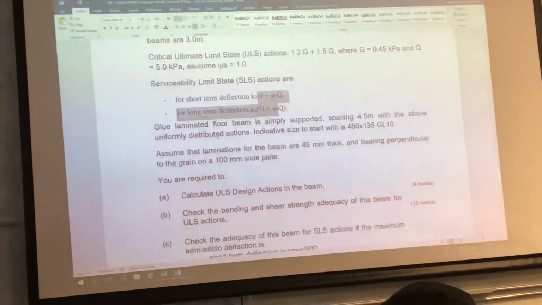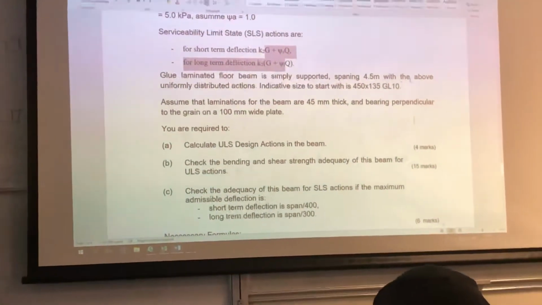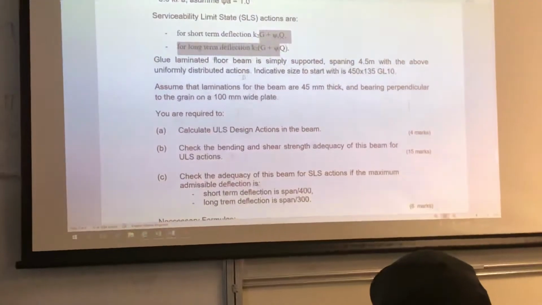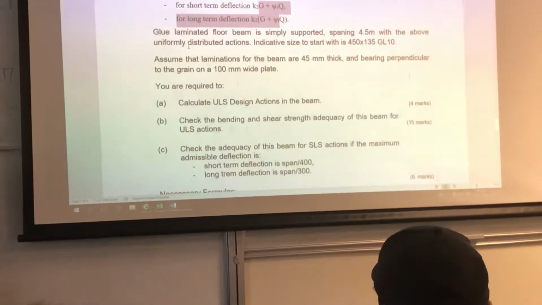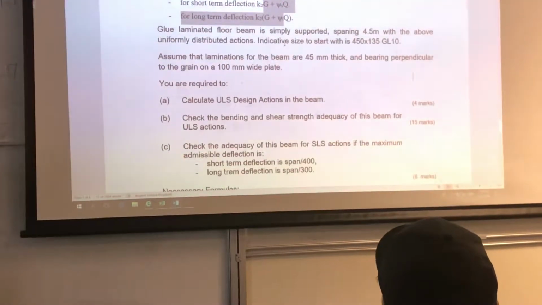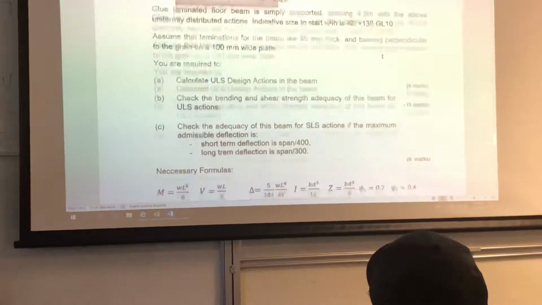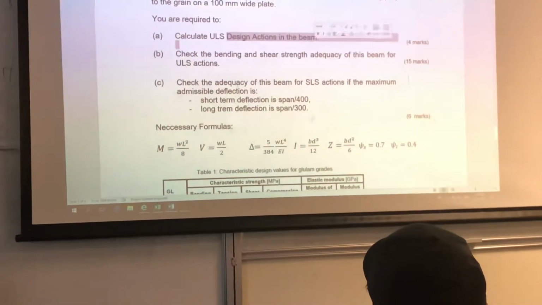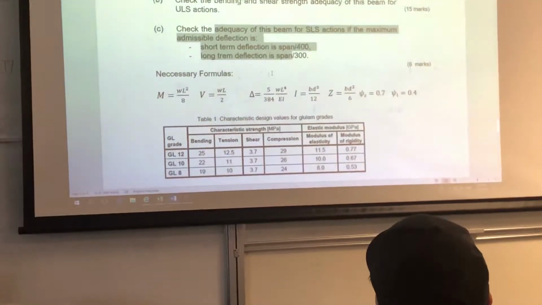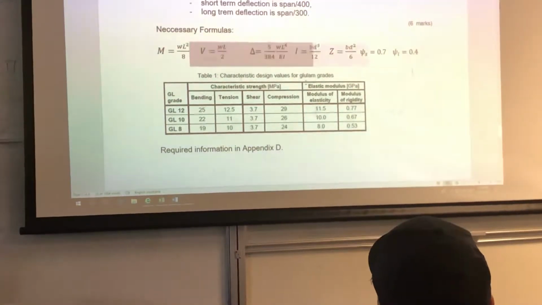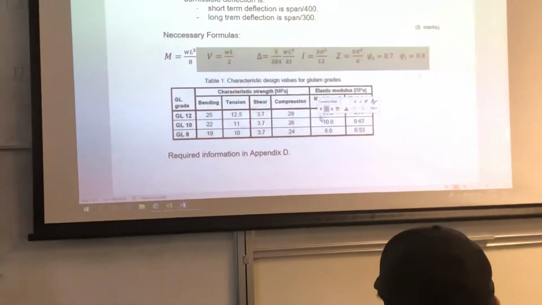Serviceability cases are given. Glue laminated floor beam is simply supported, spanning 4.5 meter, with uniformly distributed actions. Indicative size to start with 450 by 135 GL10. Now what do you have to do? Calculate the design action, check the bending and shear, check adequacy of the beam for short and long-term deflections. I will quickly skip through the model answer, but it's almost the same as the previous year.